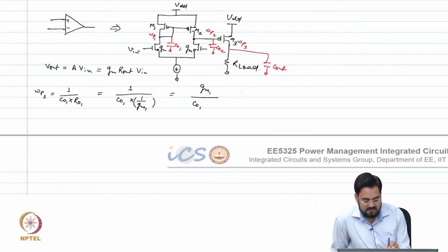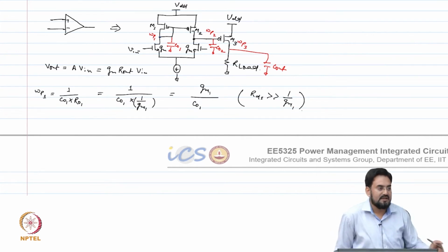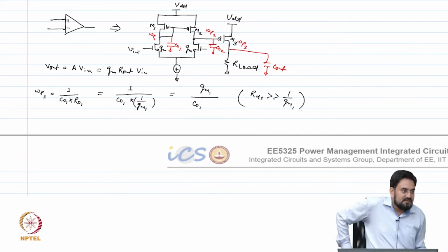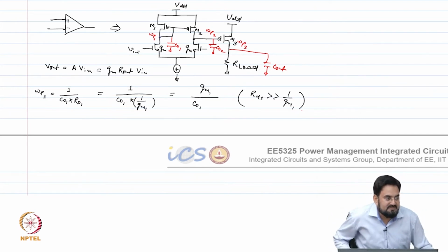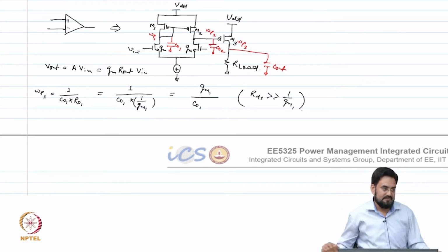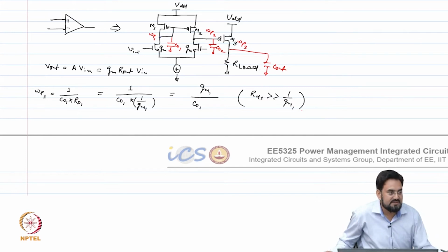CO1. This is with the assumption that RDS is much larger than 1 over GM1, correct. So, they are in parallel. So, your effective resistance will be determined by the lower term, and since 1 over GM1 is lower.